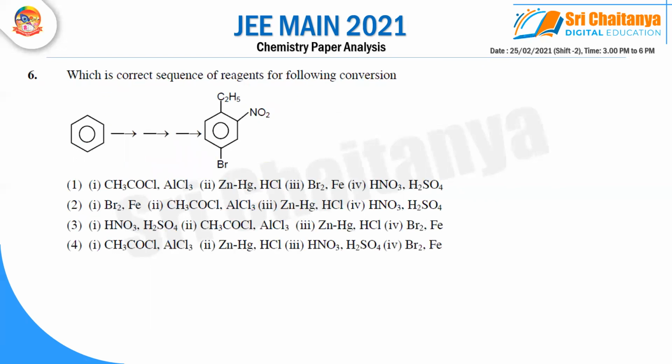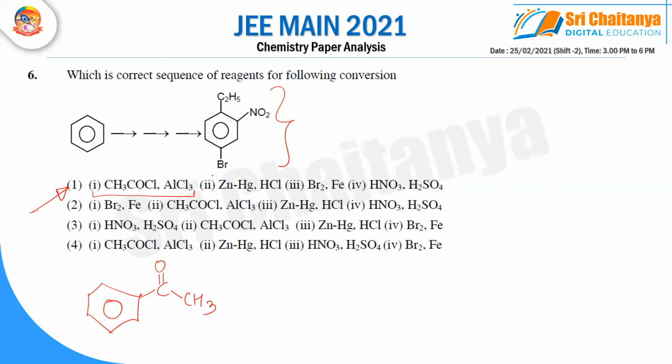Now we have a series of conversions. Starting with a benzene ring, we need to end up here. So what shall we do? Let's go and check option 1. In option 1, we have Friedel-Crafts acylation, and after this reagent is subjected to, we are going to obtain this particular product.